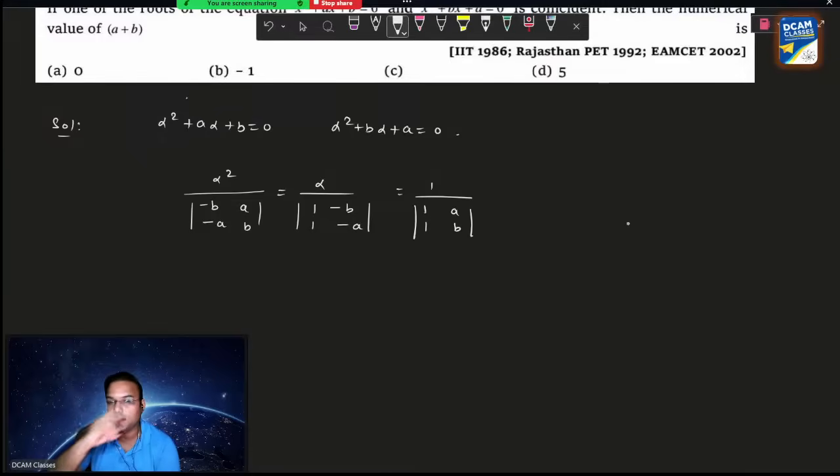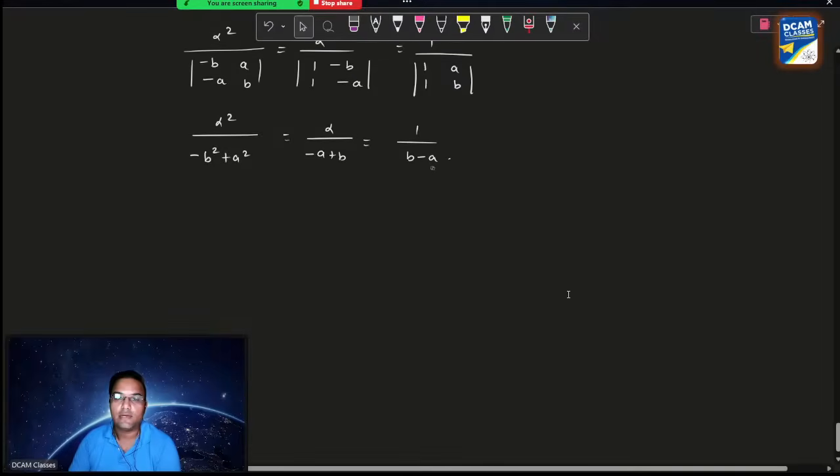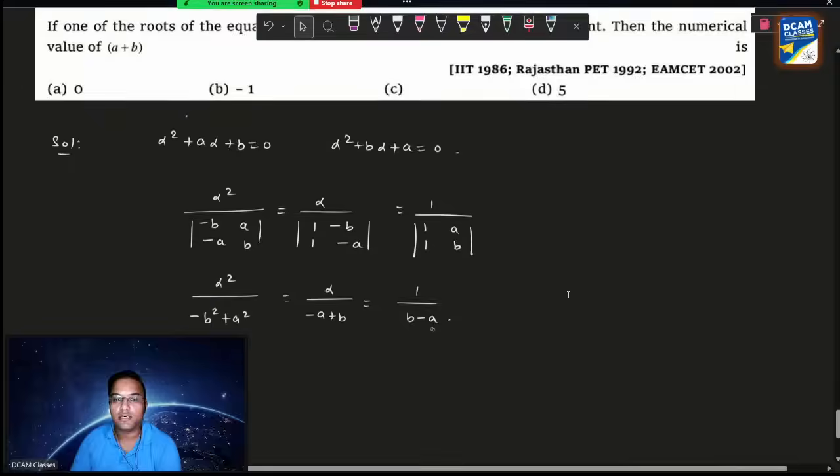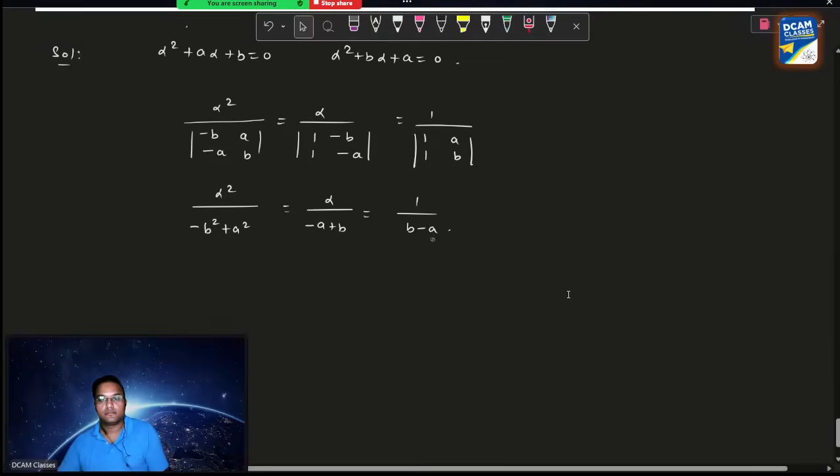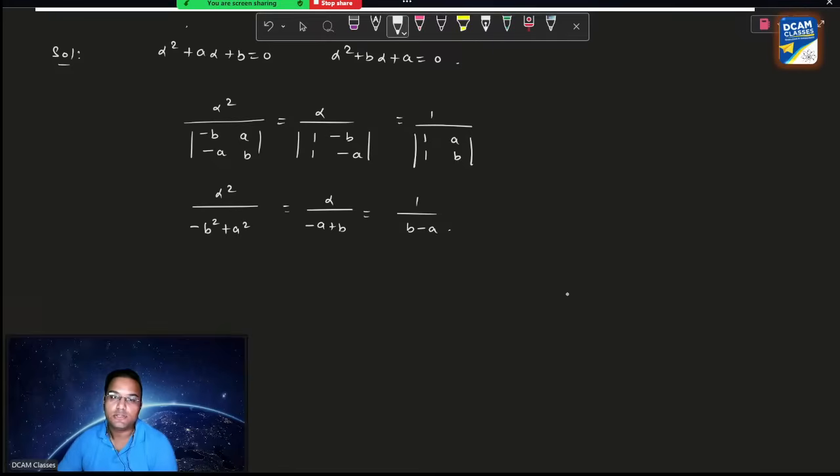So now you can put the values. If you solve it, it will be alpha square, minus b square plus a square. This is alpha divided by minus a plus b, will be 1 by b minus a. So the alpha value you are getting is 1. From these two, you are getting alpha value as 1.